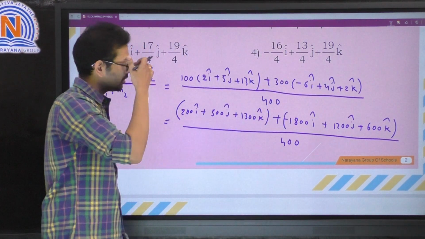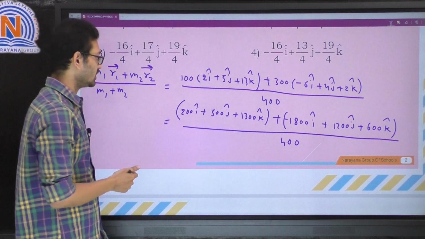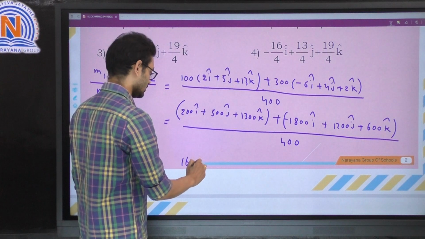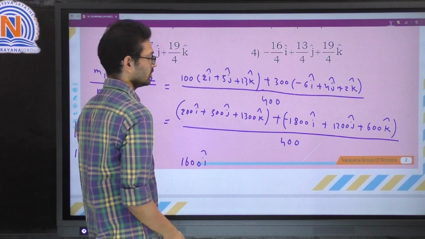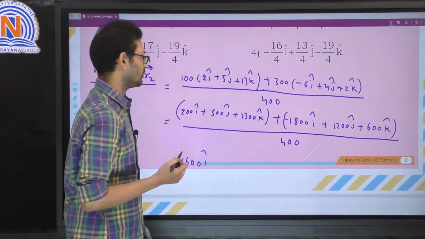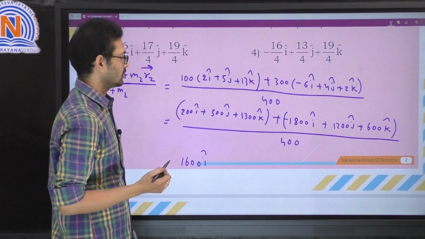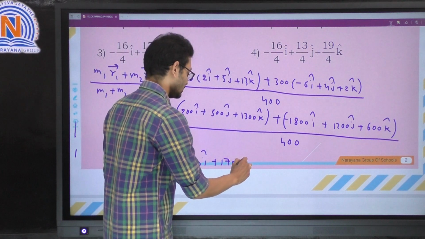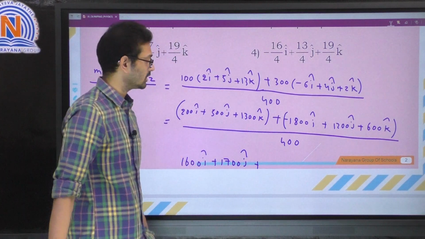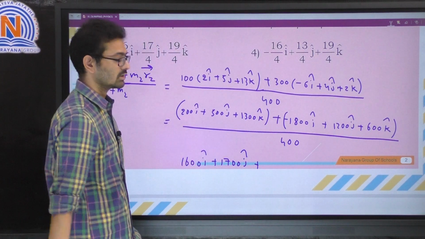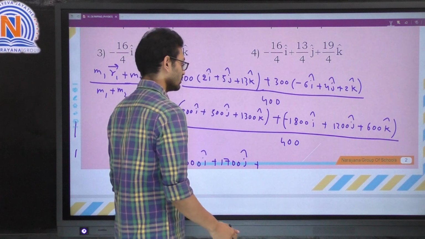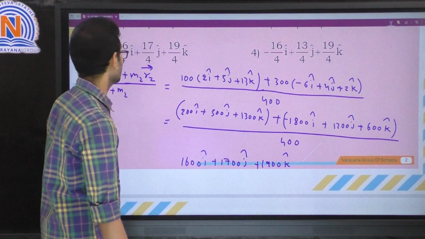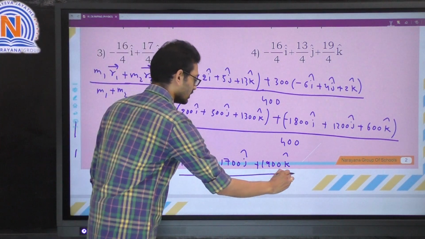Now when you want to solve this problem, you will be getting 1800 minus 200, which is 1600 i cap, and you have 1200 and 500, which is 1700 j cap, plus 1300 plus 600, you will be getting 1900 k cap, right? And you have by 400.